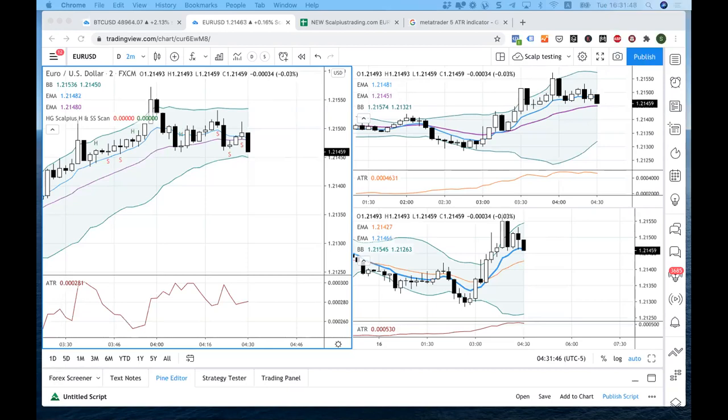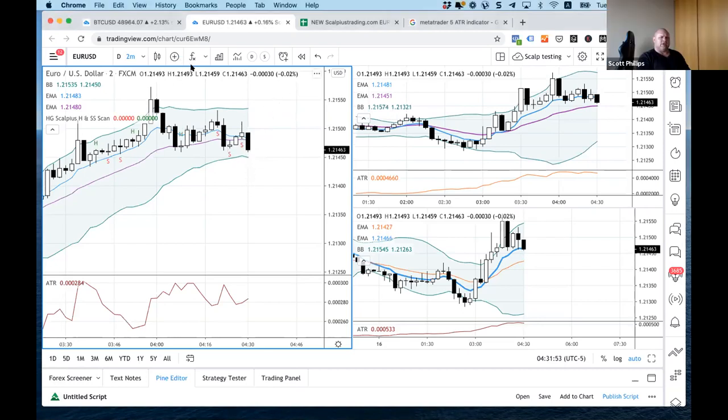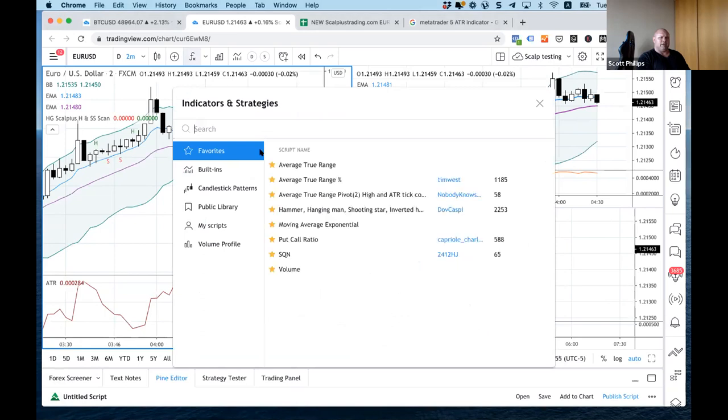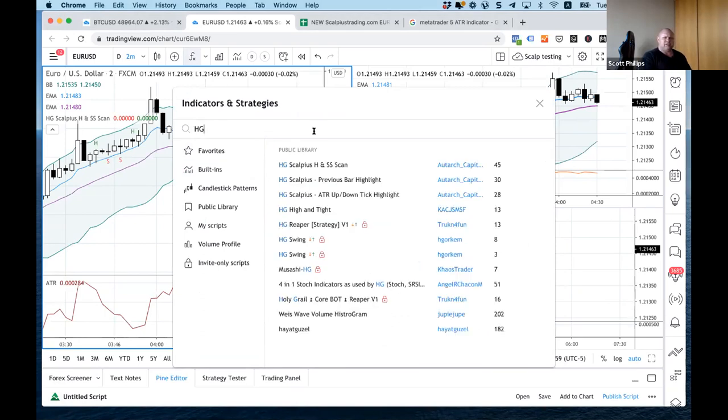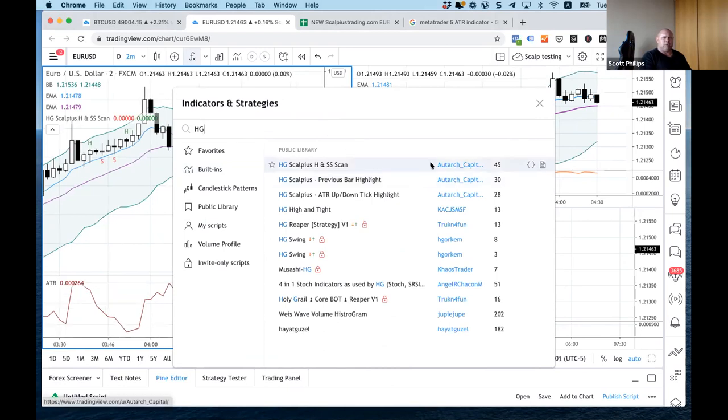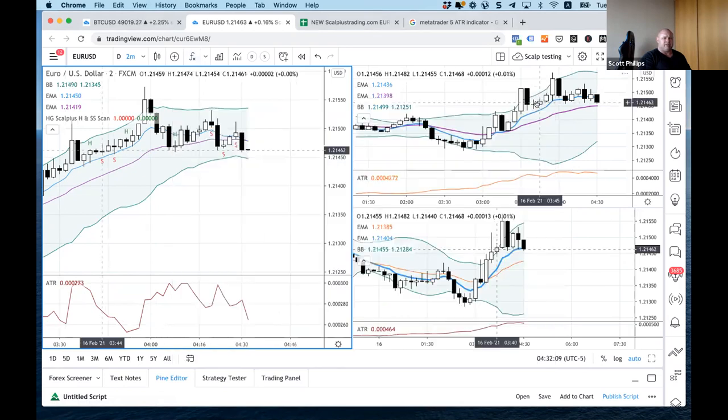Each time your chart draws an S, what does that indicate? That is hammer or shooting star, and you can get that by searching for capital HG and this one here by Autarch Capital, HG Scalpius HNSS scan. Thanks to my man Joseph, who was one of my earlier students.